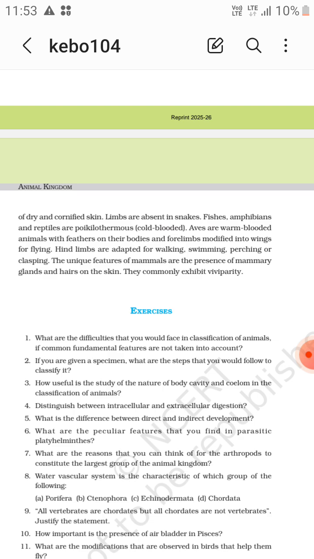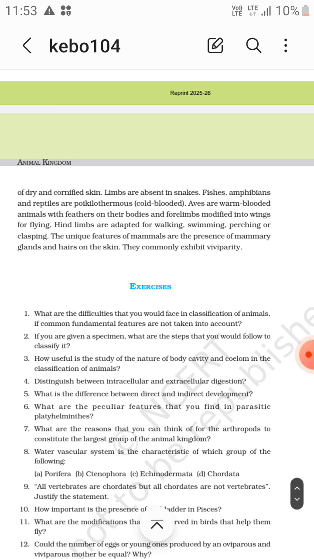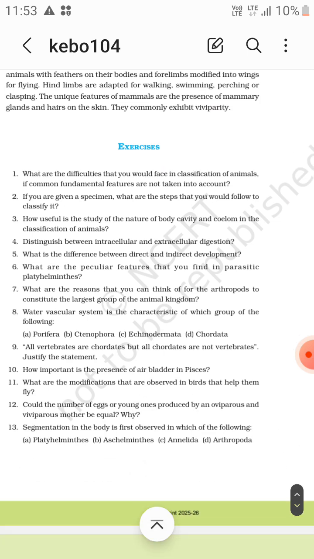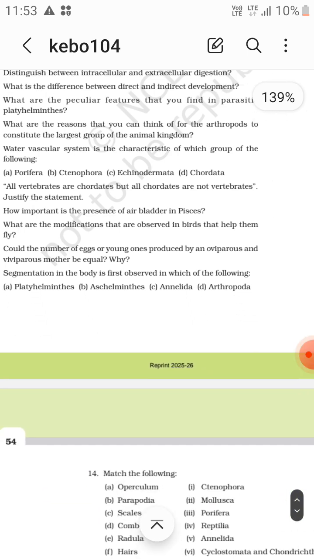The unique features of mammals are the presence of mammary glands and hairs on the skin. These are the unique features of mammals. They commonly exhibit viviparity, but an example is the platypus, which shows oviparity. So this is your lesson.